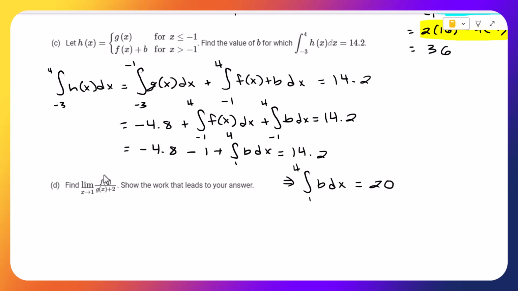Okay, and now coming here to part D, this is just a limit question. Find the limit as x approaches 1 of f of x divided by g of x plus 2. Let me pause really quick. I just wanted to double check myself on something. So we want the limit as x approaches 1 of f of x divided by g of x plus 2. Well, let's try substituting in 1. This is going to be equal to f of 1 divided by g of 1 plus 2.